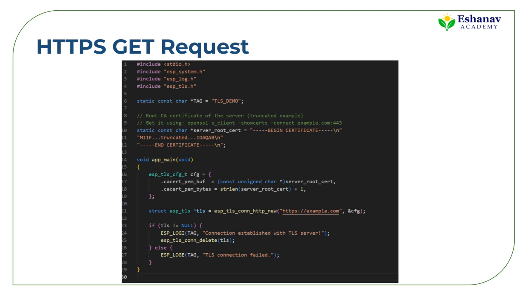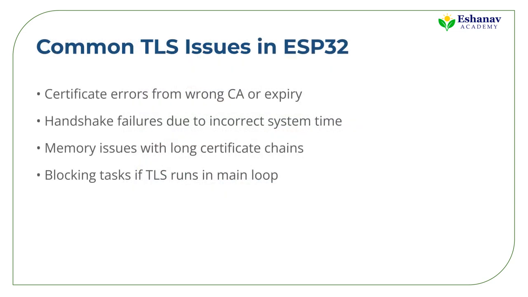In the app_main function, we set up the TLS configuration by passing the certificate buffer and its size. Then, we call esp_tls_conn_http_new with the server URL and our config. If the connection is successful, we log that TLS is established and then clean up the connection. If not, we log an error. Essentially, this code is the foundation for securely connecting your ESP32 to any HTTPS server, protecting data from interception or tampering.